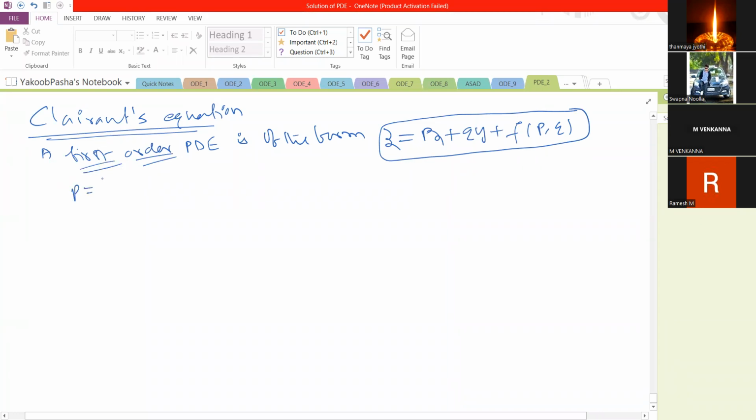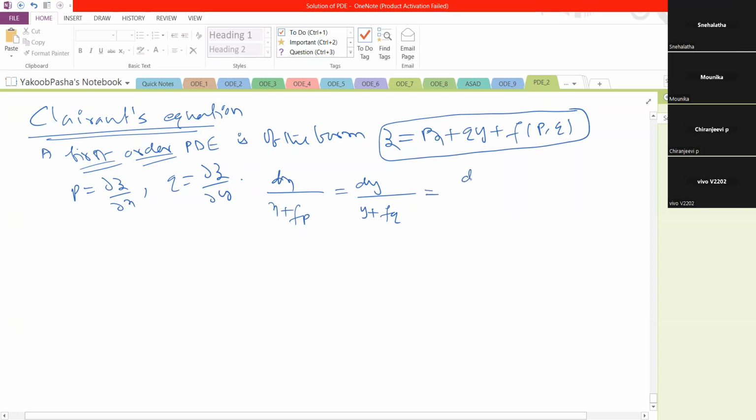That is p is equal to dou z by dou x and q is equal to dou z by dou y. Same subsidiary auxiliary equation, we substitute, and let's see how it reduces. dx by fp, fp means here x plus function of p, fp. dy by fq means y plus function of q, fq.